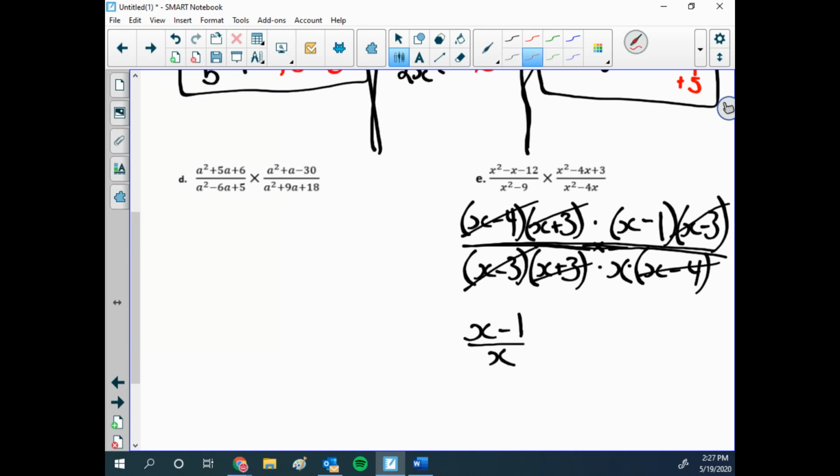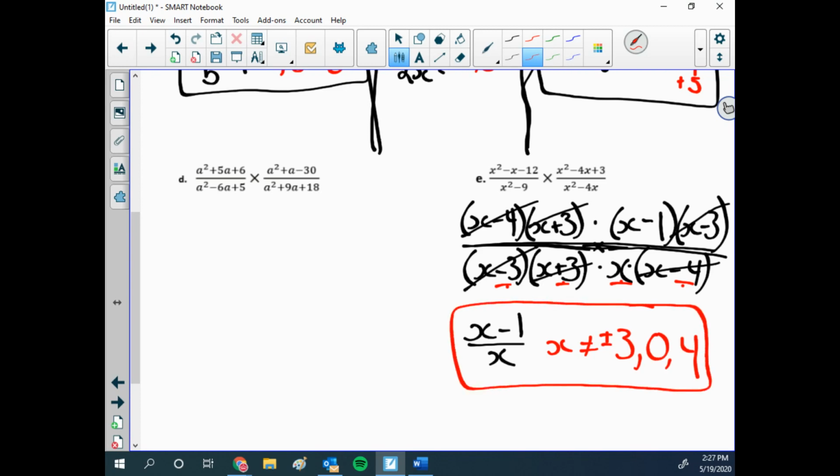My restrictions here are that x cannot equal, and I need to go make each of these equal to 0 and solve. So this would give me a plus 3 and a minus 3. So x cannot equal plus or minus 3. From this one, 0. And from this one, a positive 4. So that would be the final answer there. Okay. So multiplying, pretty straightforward.